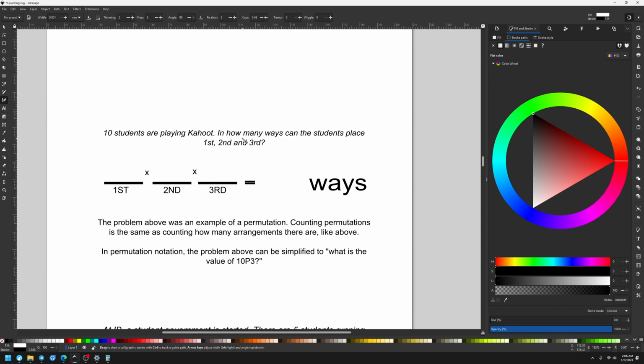10 students are playing Kahoot. In how many ways can the students play first, second, and third? Okay, so for the first student, there's 10 students to choose from, as nothing's been done yet. And now that one of them got first place, we're only going to have 9 possible for the second choice. And for the third choice, we're going to have 8 now. So it's going to be 10 times 9 times 8, so 72 times 10. So 720 ways for the students to place first, second, and third.